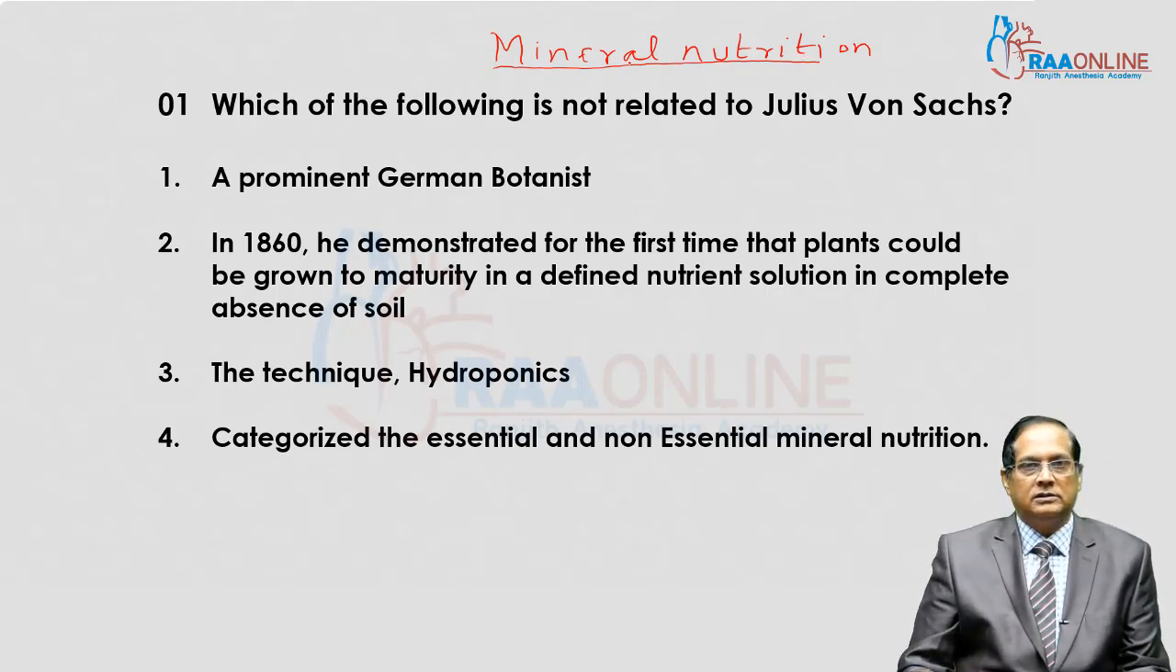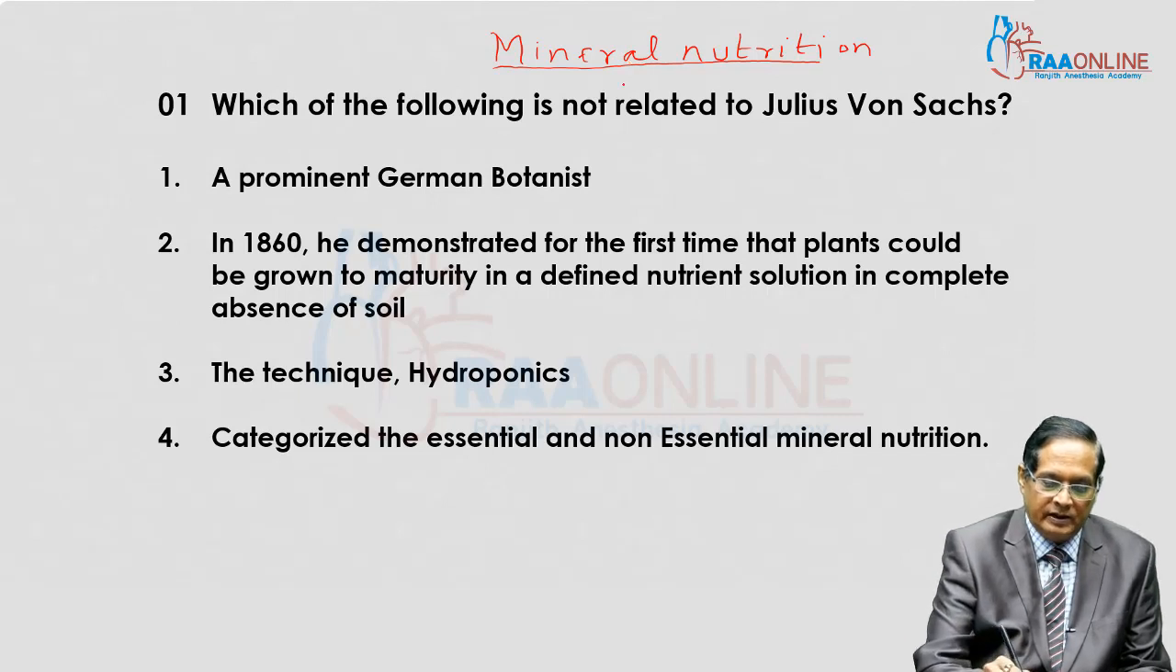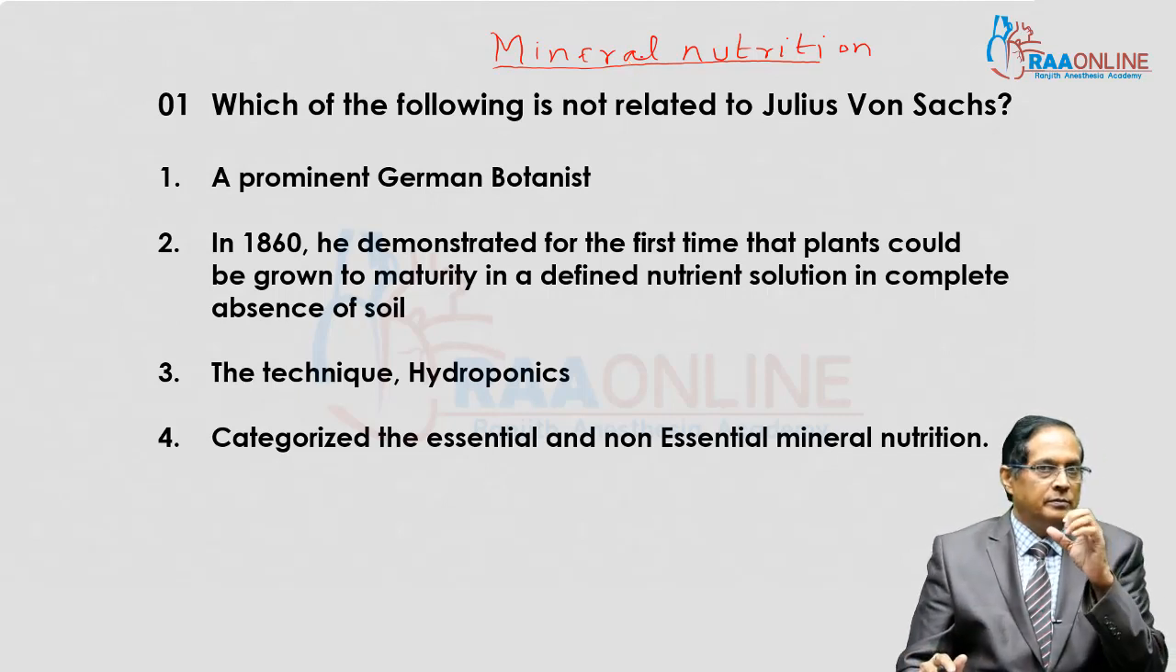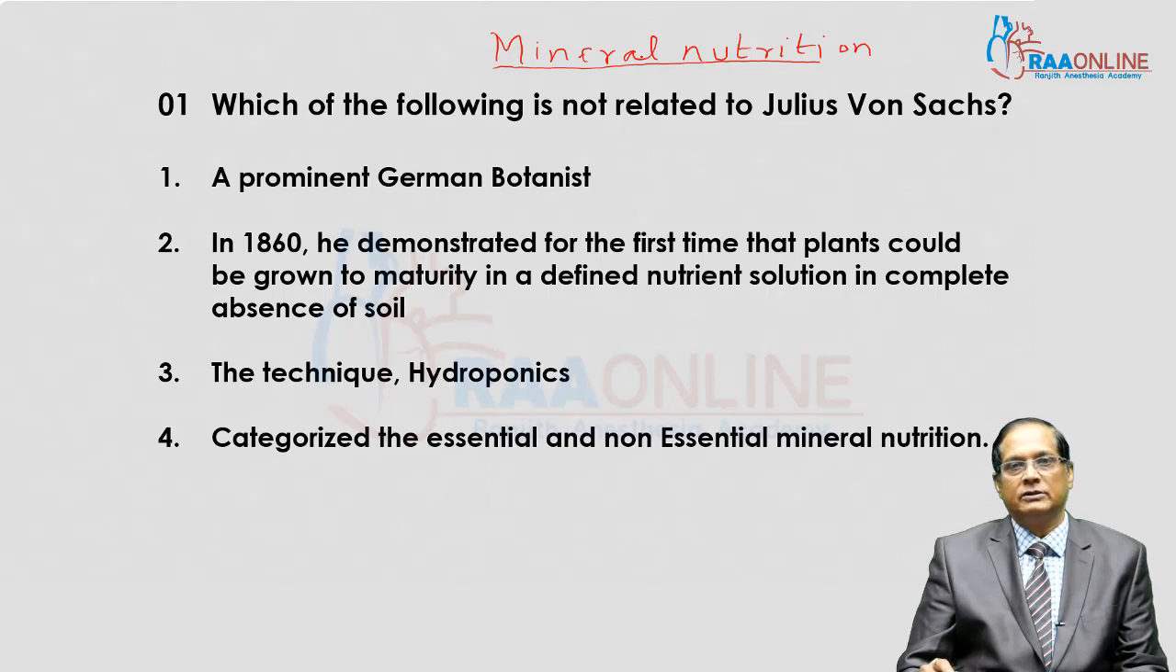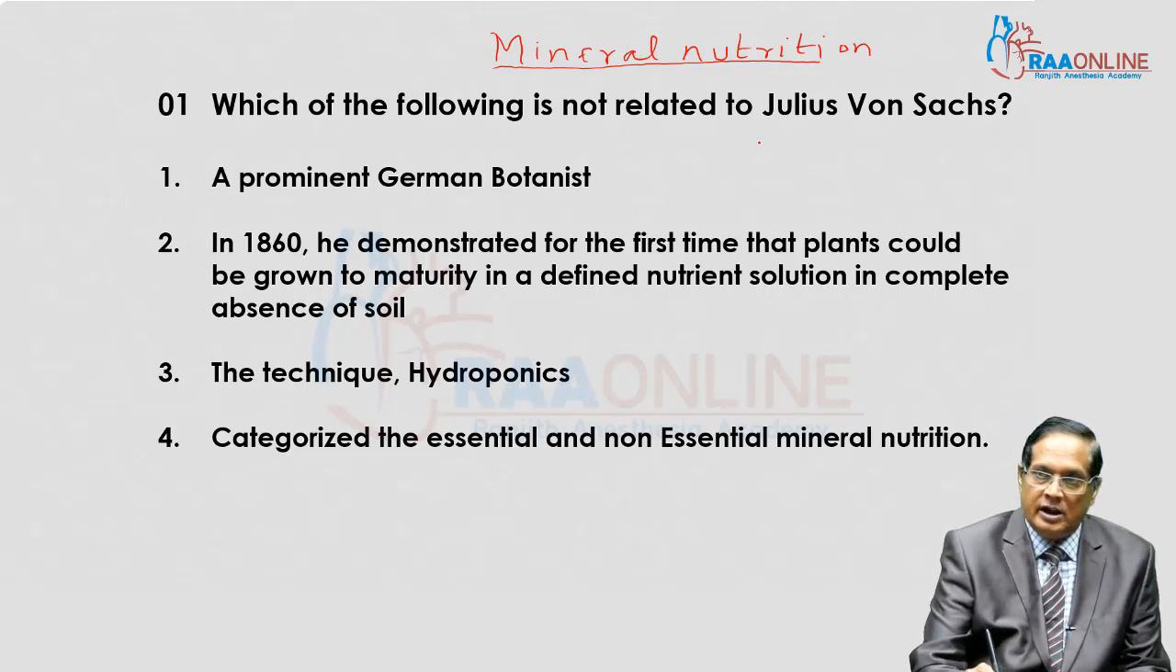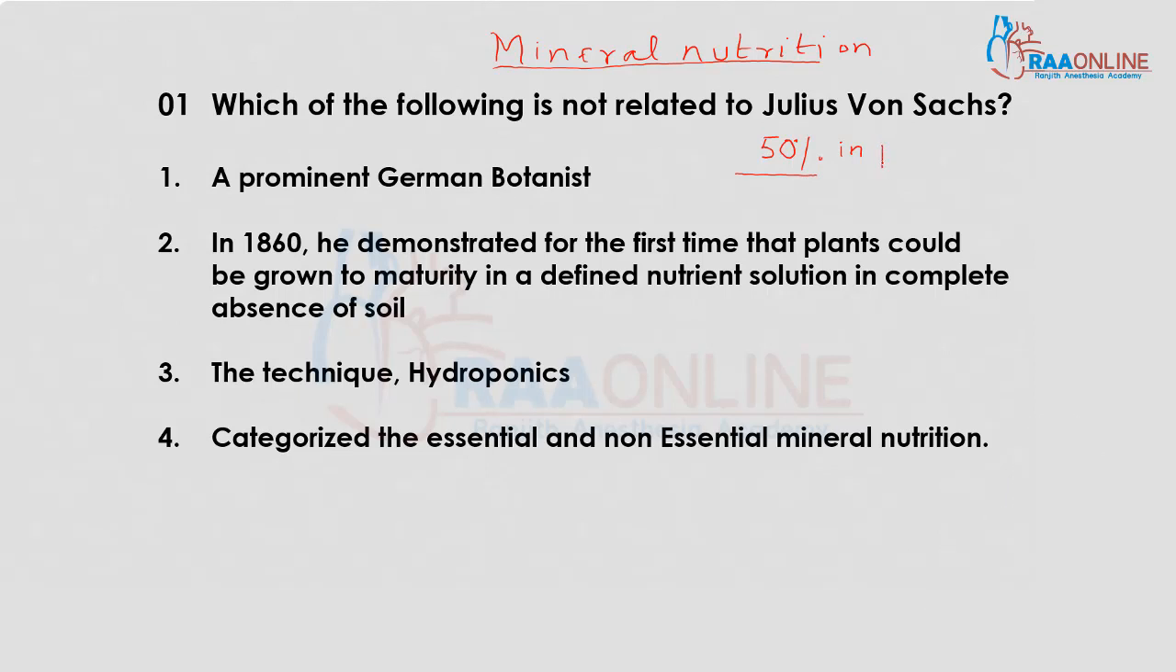Plants require certain elements for their normal growth and development, and this is the main or central idea of this particular chapter. Approximately 50% of the elements of the periodic table are found in the plant body.